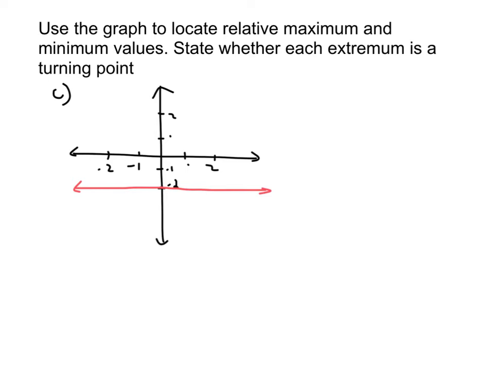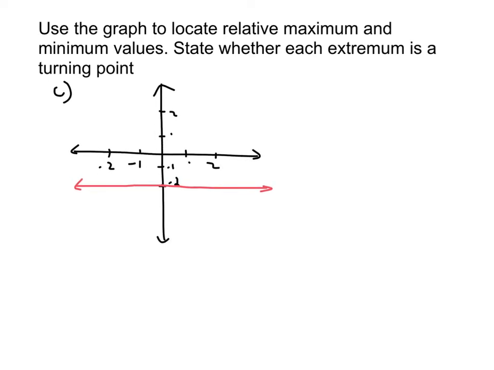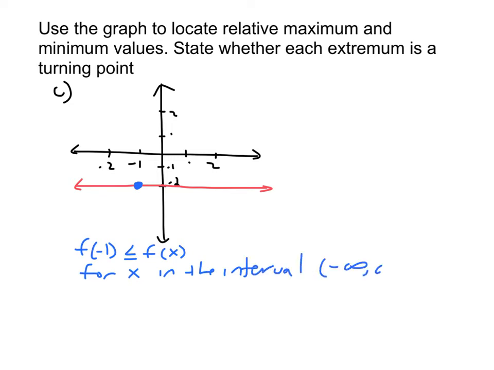Alright, so now moving on to another example. Say you were to choose this point here. This is f of -1. f of -1 is less than or equal to f of x, for x in the interval negative infinity to infinity. Why is that? Well, because f of -1 equals -2, right? And f of x always equals -2, for all the different values of x. Remember, f of x is the y coordinate. Y is always -2.